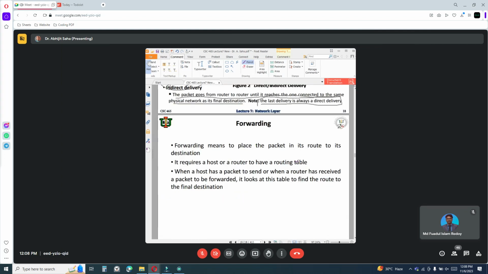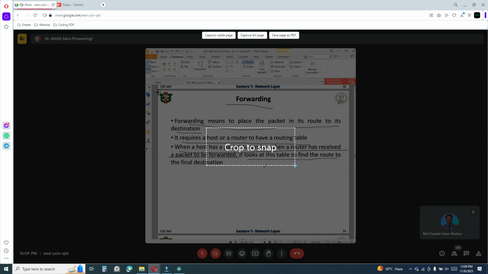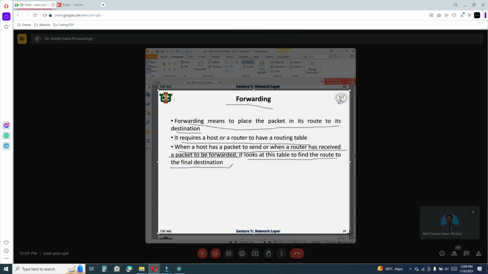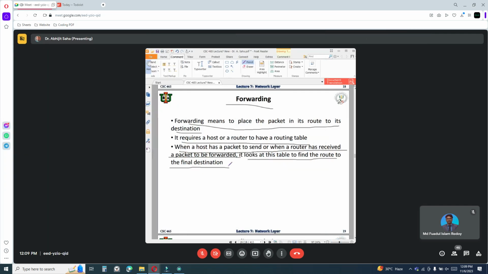Thank you. So the next thing is forwarding. Forwarding means to place the packet on its route to its destination. It requires a host or a router to have a routing table. When a host has a packet to send, or when a router has received a packet to be forwarded, it looks at this table to find the route to the final destination. So as we already said, when a packet is received by a router or a node, it takes help from its routing table to decide to which node the packet is going to be sent next.